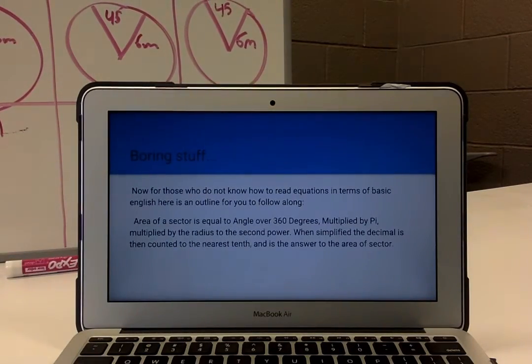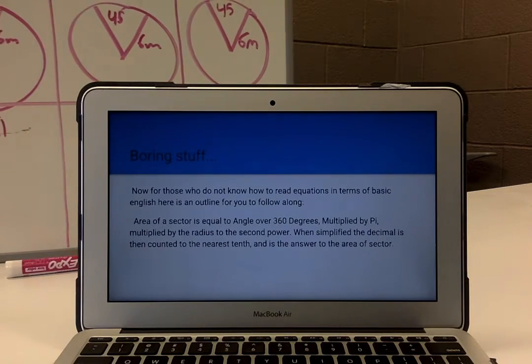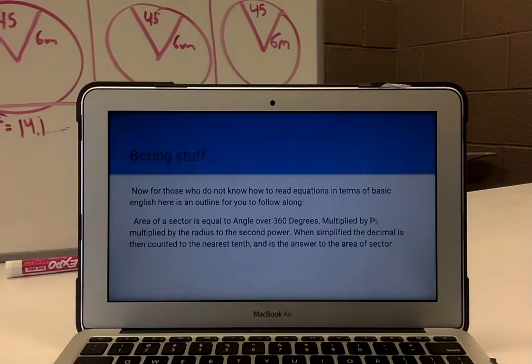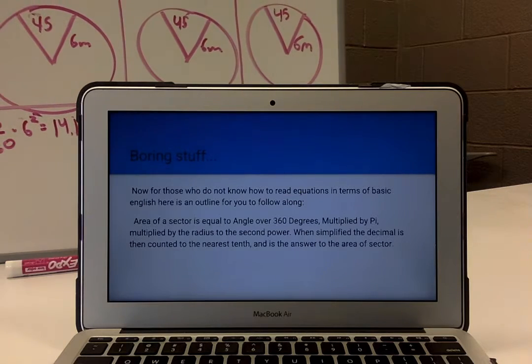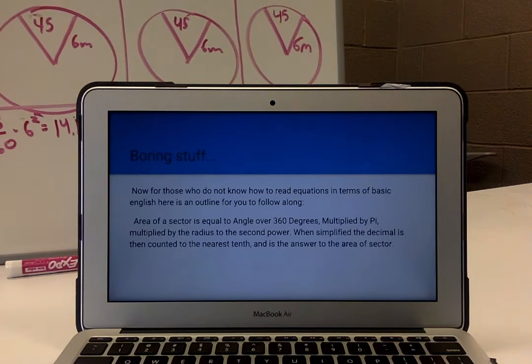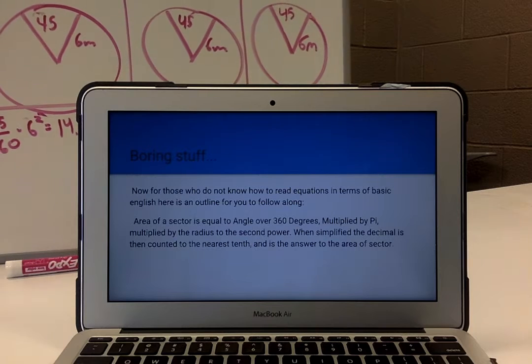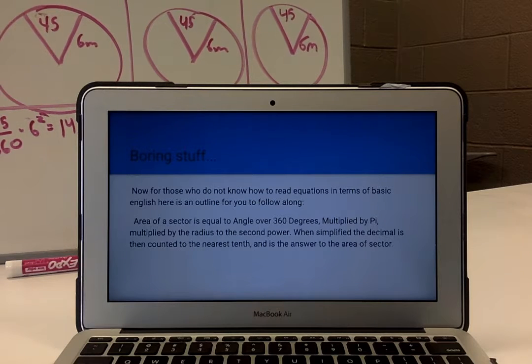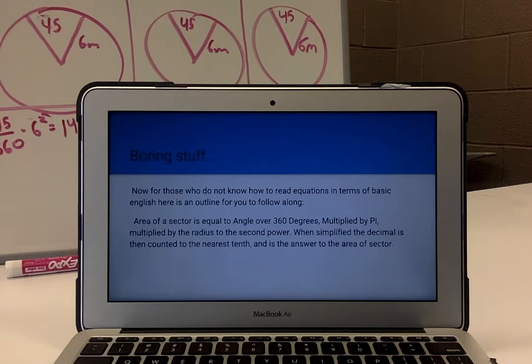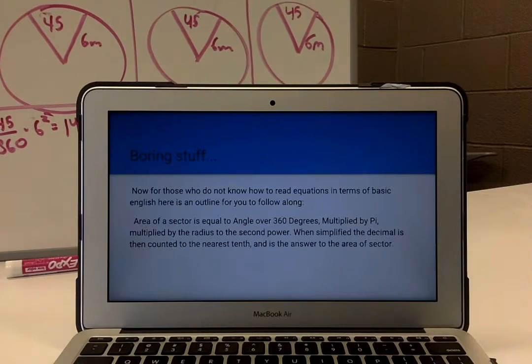Boring stuff. Now for those who do not know how to read equations in terms of basic English, here is an outline for you to follow along. Area of a sector is equal to angle over 360 degrees multiplied by pi multiplied by radius to the second power. When simplified, the decimal is then rounded to the nearest tenth and is the answer to the area of a sector.